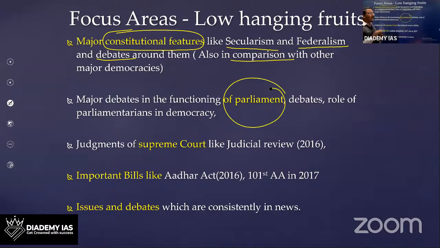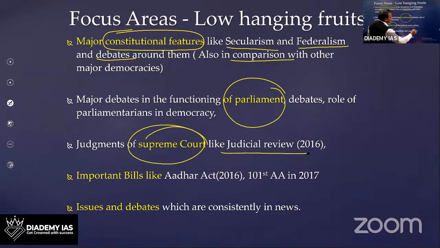ठीक है. Second, major debates which are there in terms of the parliament के बारे में. ठीक है, parliament के बारे में there are so many debates. Role of the speaker, role of the leader of opposition, then anti-defection, various kind of parliamentary standing committees. So ये सारे के सारे जो टॉपिक है सब इंपॉर्टेंट बन जाते हैं. Then Supreme Court judgments, right? Supreme Court judgment and the topics which are concerned with the judiciary, for example, judicial review, judicial activism. These are the very favorite topic of the UPSC.